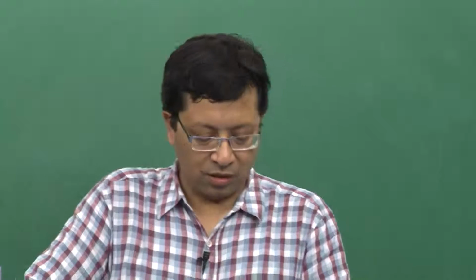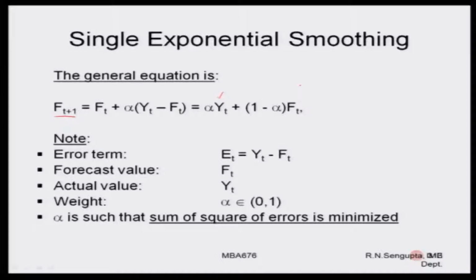So, in this equation, one is the error term. The error term is the difference between the predicted and the actual value. The forecasted value is given by the symbol f, and the suffix gives you the time period. The other is the actual value, which is y with that suffix at that time. The weights are alpha and 1 minus alpha, which lie between 0 and 1. So, obviously, you see the sum of the weights adds up to 1. Now, alpha is such that the sum of the squares is minimized.